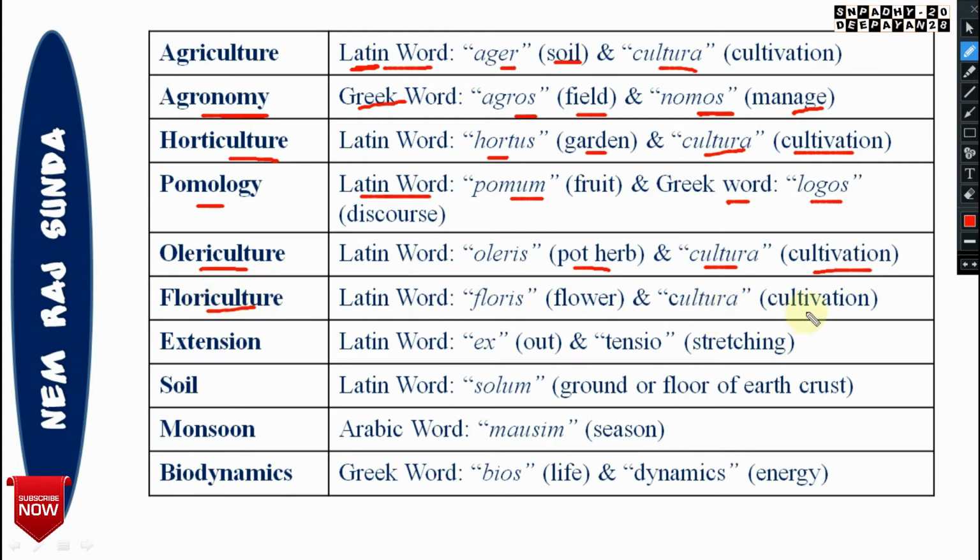The next one is floriculture. Again cultura is there, that means cultivation, a Latin word. And floris is again a Latin word, that means flower. Cultivation of flower is known as floriculture.